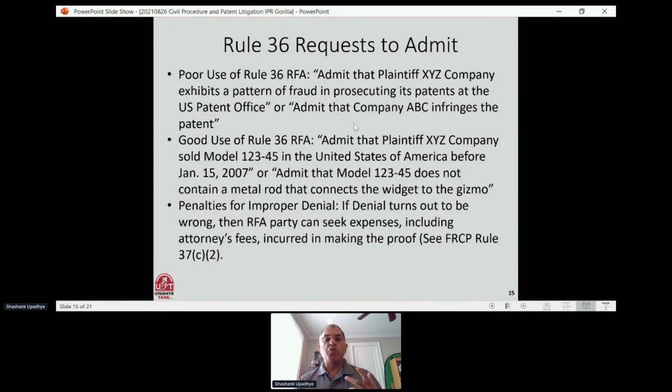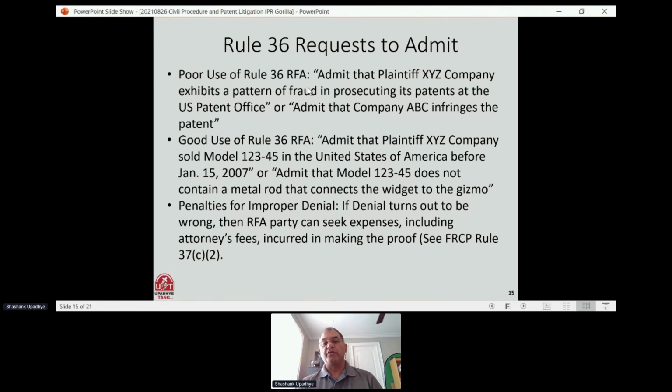So here's an example of a poor use of a Rule 36 request to admit. I've seen this happen a lot of times, and I just basically laugh because this was a client wasting a lot of money paying a law firm to do something stupid like this. They say, admit that plaintiff XYZ company exhibits a pattern of fraud in prosecuting patents at the US Patent Office, or admit that company ABC infringes the patent. Nobody's going to admit that. I'm never going to admit that I'm a fraudster, and I'm never going to admit that my product actually infringes, because those are ultimately conclusions of law and findings of fact.